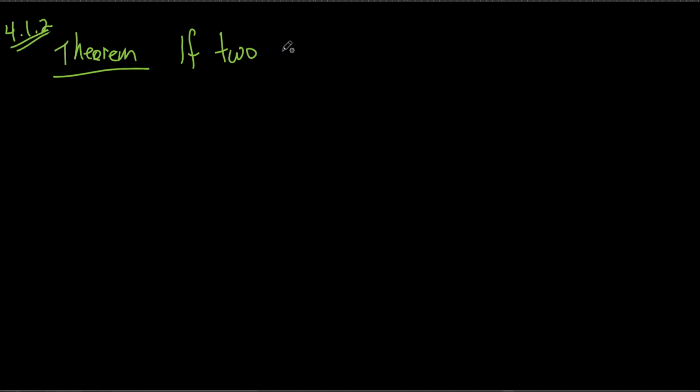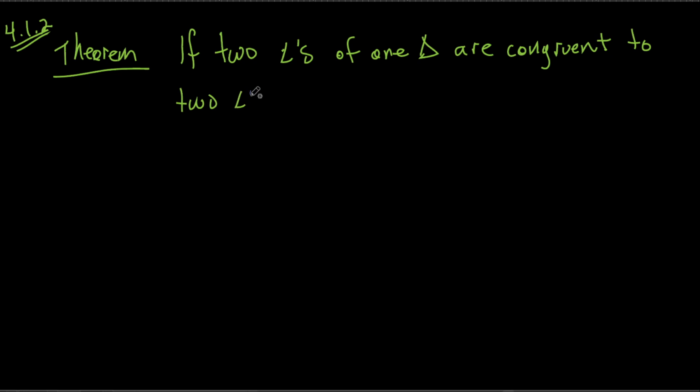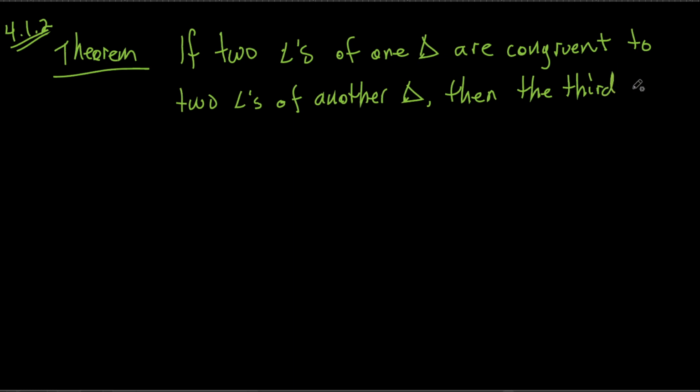So if two angles, write this down, you shouldn't be talking if you're writing this down, of one triangle are congruent to two angles of another triangle, then the third angles are also congruent. I'll just put congruent. Or you could say equals.